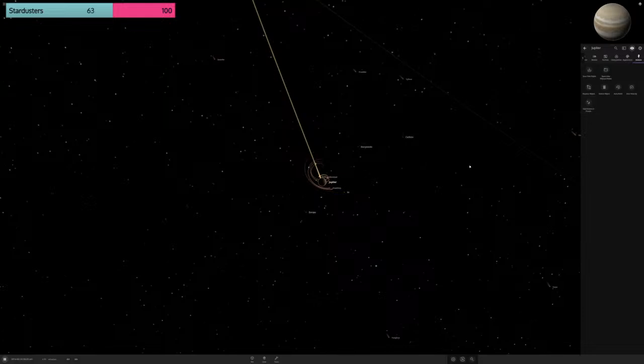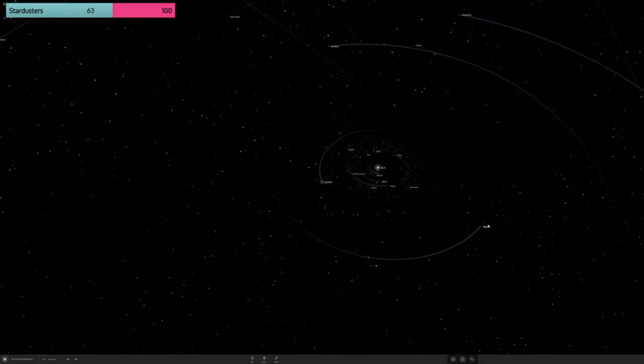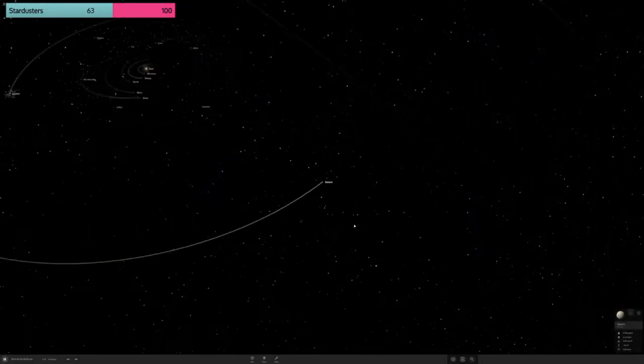Already got the moons on there. I want to get rid of the moons if possible. Guess not. All right, well, whatever. Let's go to Saturn. That's the next object.